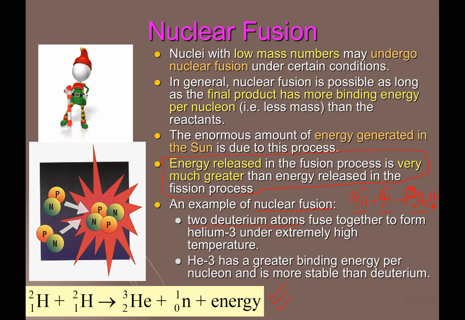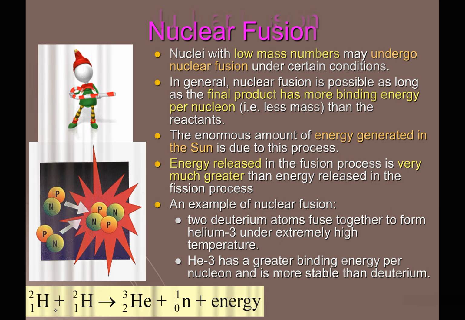So the total mass of the products on this side is less than the mass of the reactants on the other side. The difference in the mass is compensated for by emission of energy, and that energy can also be considered to be the binding energy. So that is nuclear fusion. On the other hand, we have what we call nuclear fission.